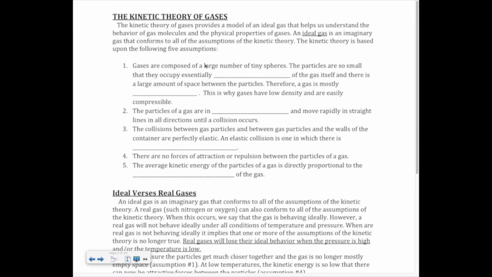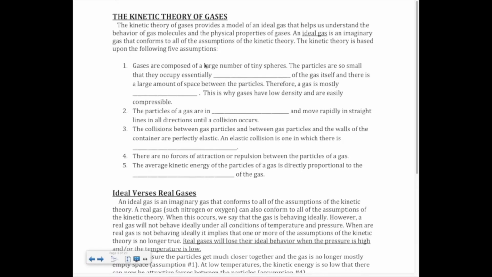words. So the kinetic theory of gases provides a model of an ideal gas that helps us understand the behavior of gas molecules and the physical properties of gases. An ideal gas is an imaginary gas that conforms to all the assumptions of the kinetic theory. The kinetic theory is based upon the following 5 assumptions, and I discussed this in the simulation just before.